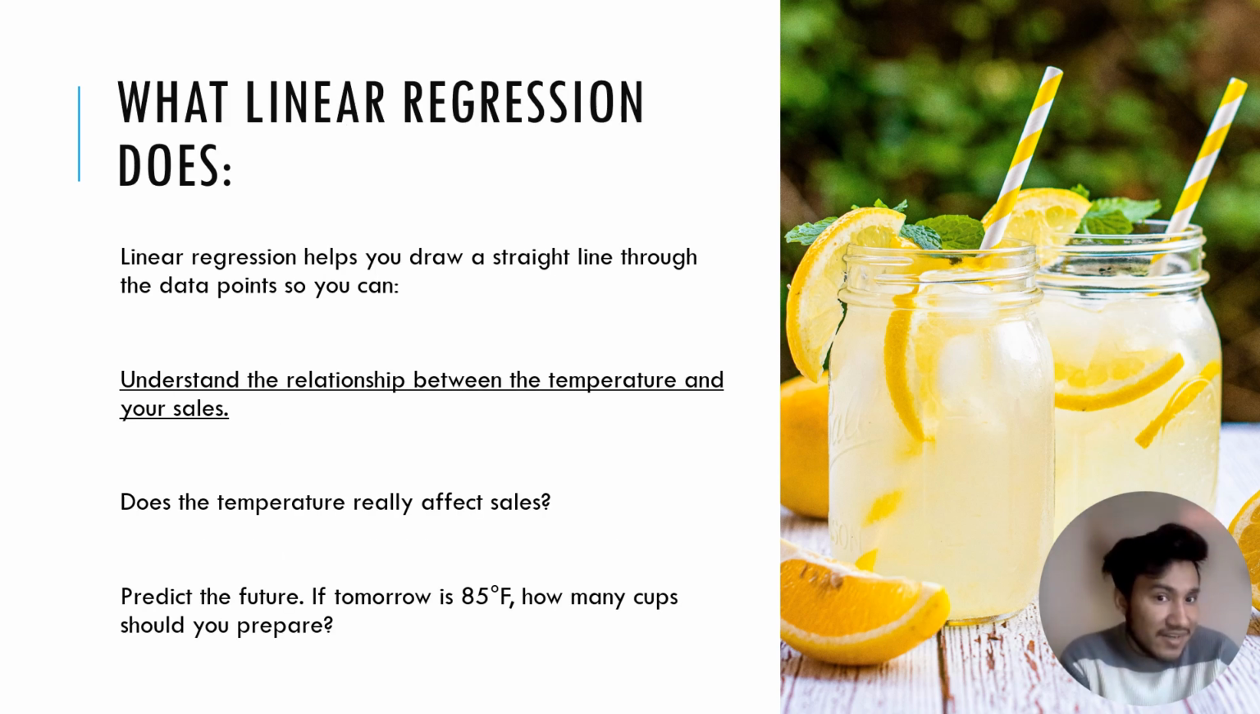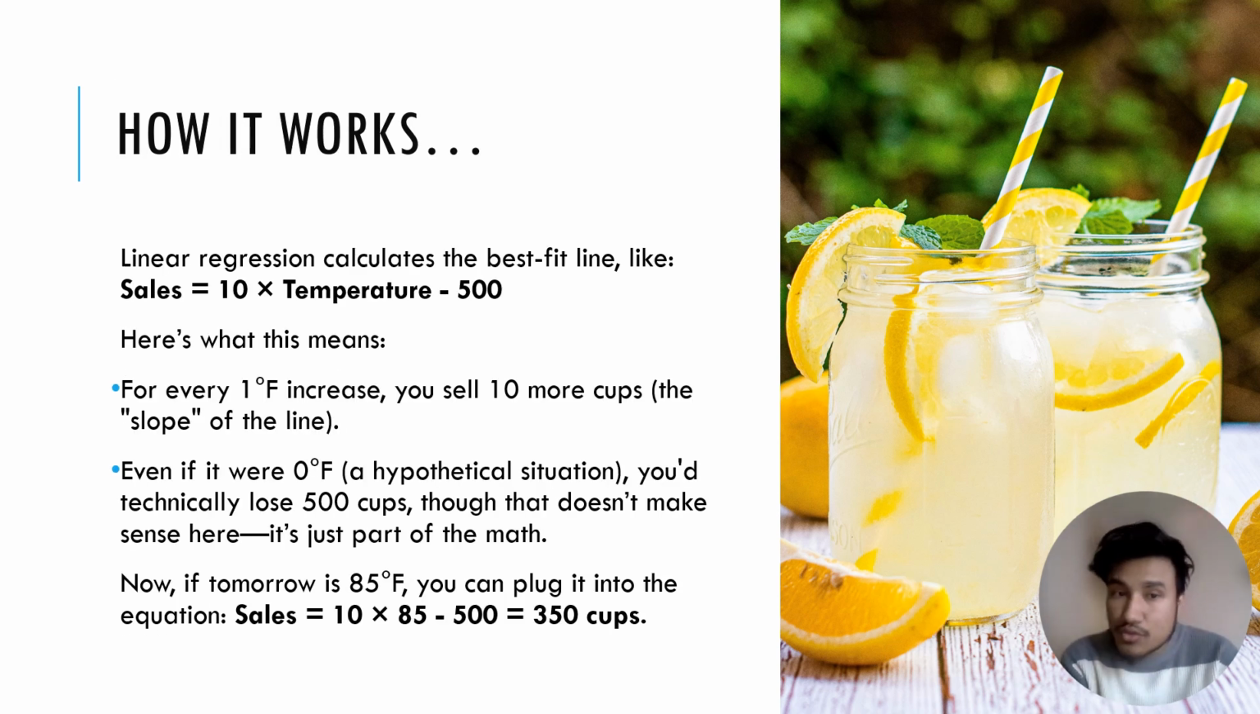So what does linear regression do? Linear regression helps to draw a straight line through the data points so you can understand the relationship between the temperature and your sales. Does the temperature really affect sales? Predict the future: if tomorrow is 85 degrees, how many cups should you prepare? How it works: linear regression calculates the best fit line, like sales equals 10 times temperature minus 500. Here it means that for every 1 degree Fahrenheit increase, you sell 10 more cups. This is the slope of the line.